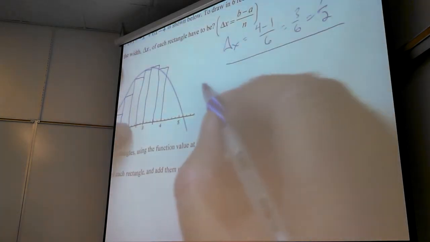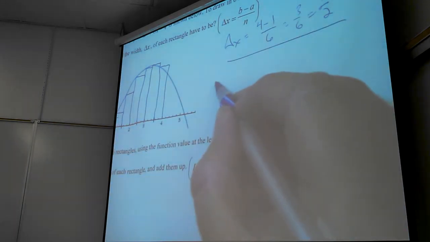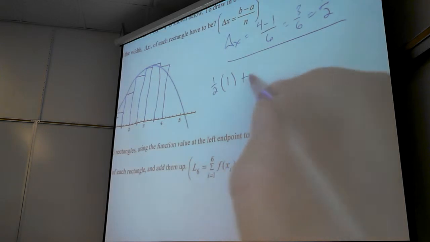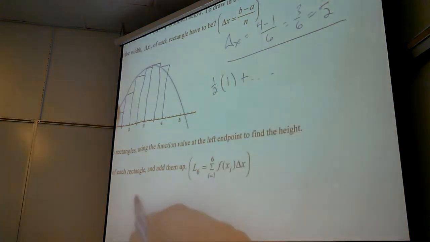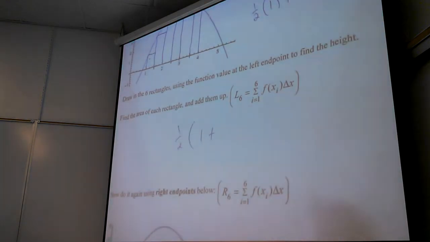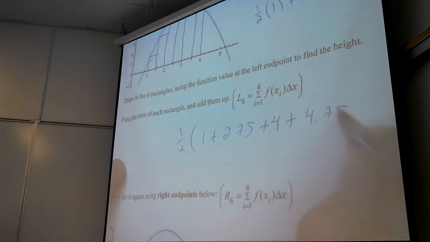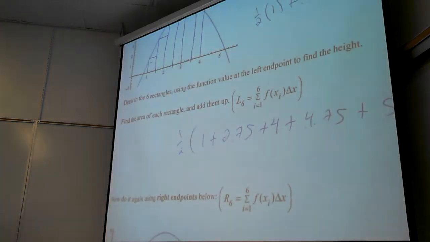So this first rectangle, in fact, let's be smart about this. I could do 1/2 times the height, which is 1, plus and so forth. But we know procedurally it's easier to do this down here. 1/2 in front of 1 plus just all the heights, 2.75 plus 4. Just be sure you stop at the right place. You should have 1, 2, 3, 4, 5, 6 heights, because you have 6 rectangles.